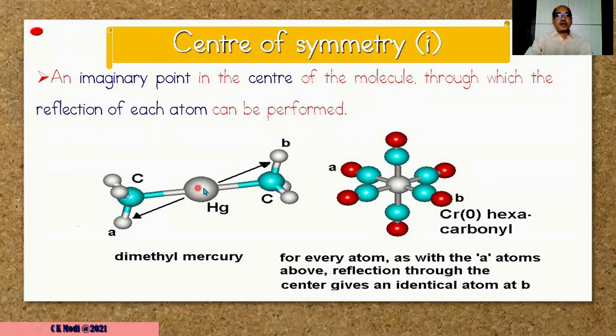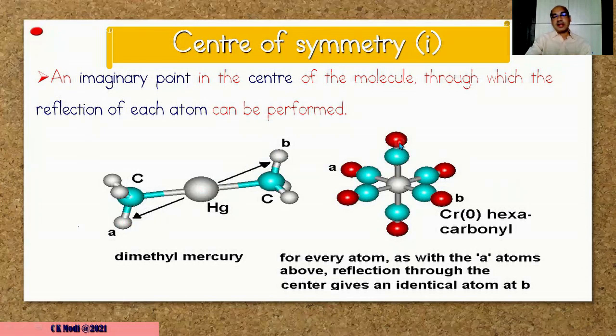So for example, this is dimethyl mercury. Now in dimethyl mercury, this is the center of that molecule. If I start my journey from this atom to the center of that molecule, and on the other side of the center, at the same distance, I can find the same atom, then the molecule has a center of symmetry.